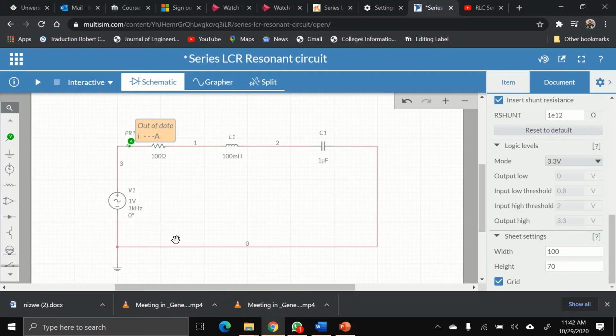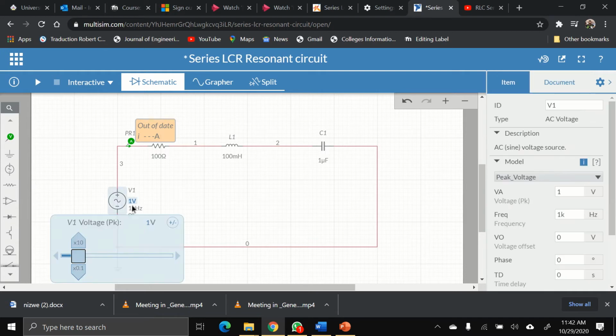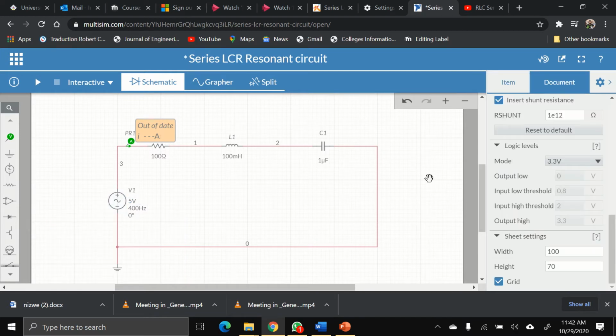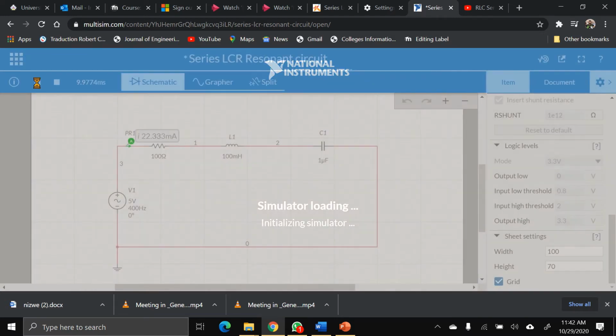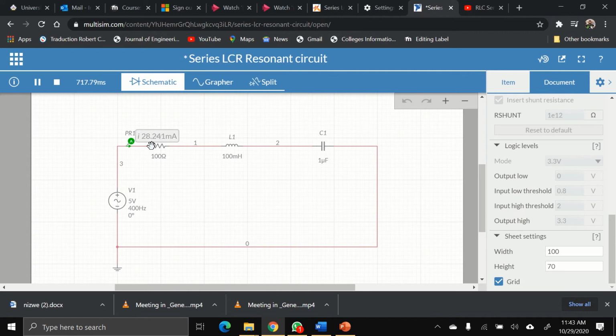In this simulation, for the AC voltage parameters, suppose I give 5 volts, and I will start the frequency from 400 hertz. After that we have to start the simulation. This is play. Run simulation. Here it displays how much current is coming, but this is AC current, so it is moving like this.